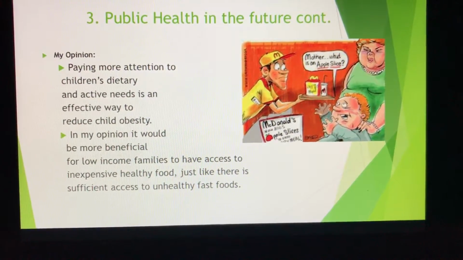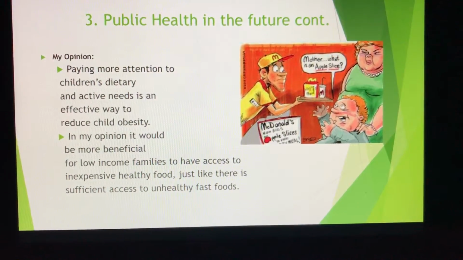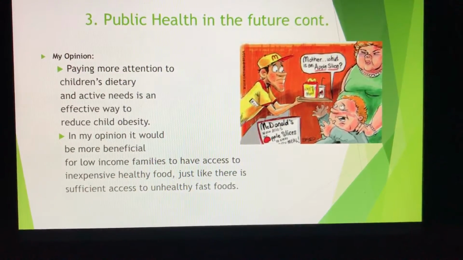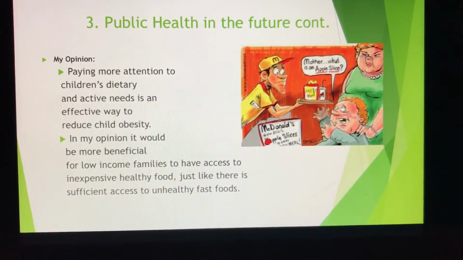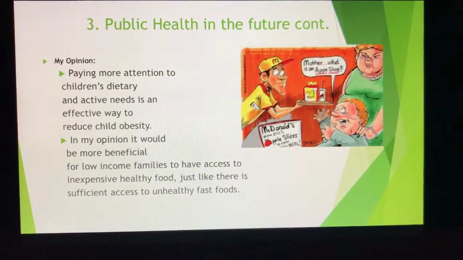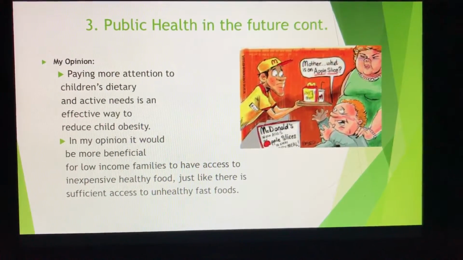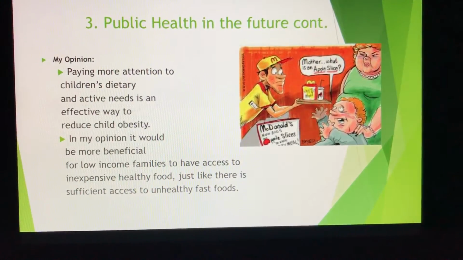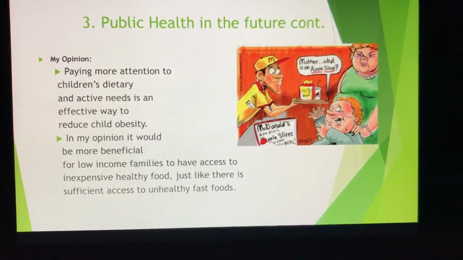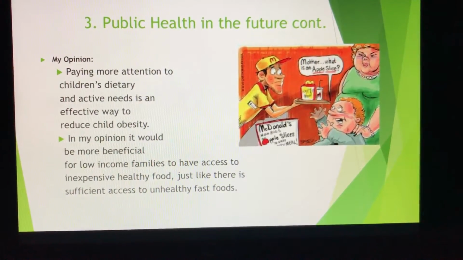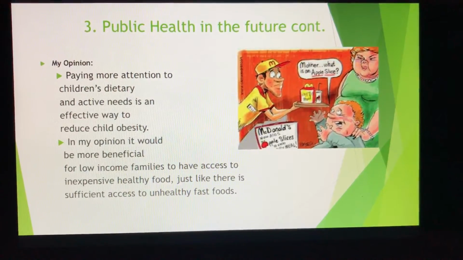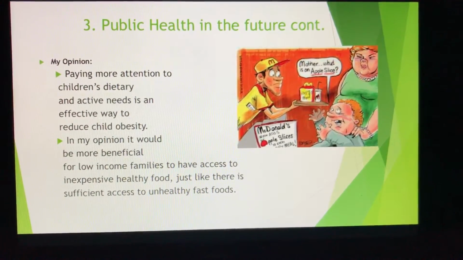In my opinion, paying more attention to children's dietary and active needs is an effective way to reduce child obesity because it is the way in which obesity is caused because children are eating too many unhealthy foods or they're not exercising enough to reduce the calories of these foods. So it is important to focus on these aspects. And it would also be more beneficial for low-income families to have access to inexpensive healthy foods, just like there is sufficient access to unhealthy fast foods.